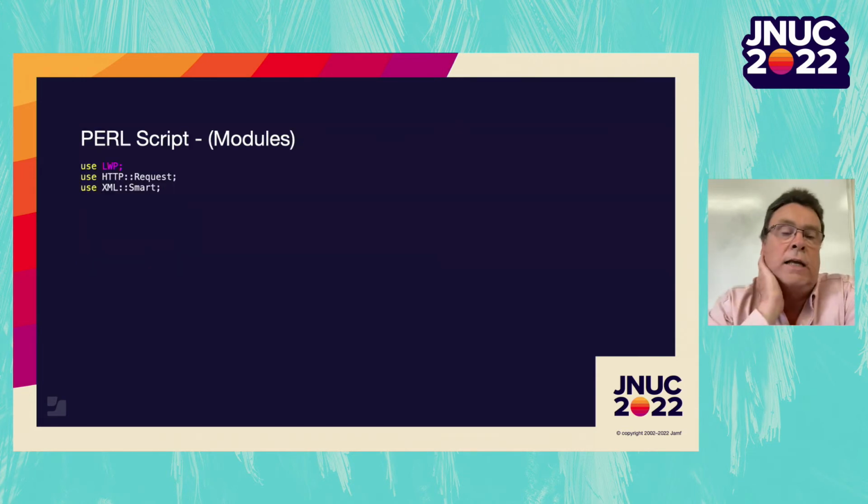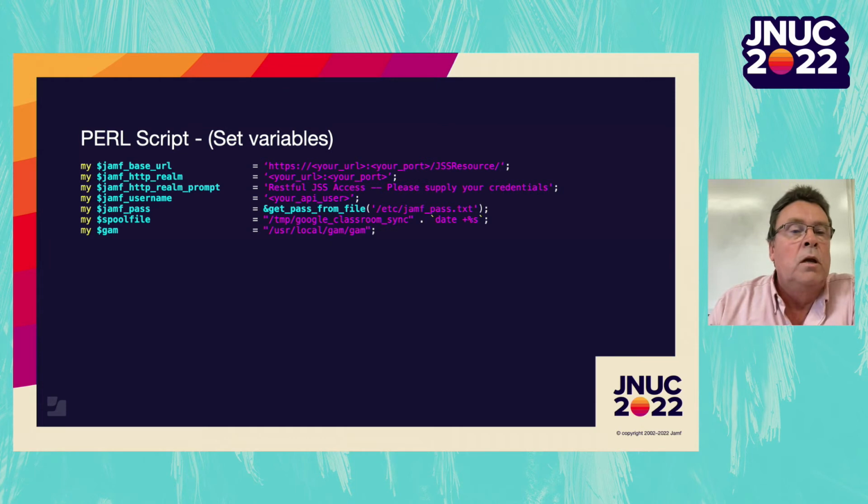So now let's take a look at the Perl script that I wrote, the first script, and then we'll take a look at the bash after that. As I said, it uses 3 modules. Right at the beginning of my Perl script, I load those modules: the LWP module, the HTTP module, and the XML module. Then I set a bunch of variables.